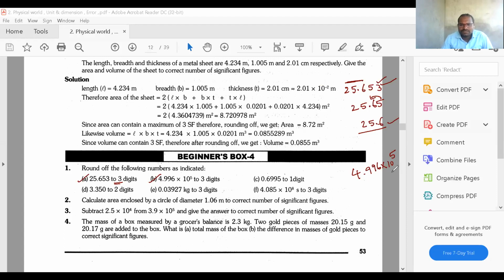Option B, see, you want only 3 digits. So here 10 to the power of 5, don't consider. This can be written as 4.996. Drop the 6, so it will become 1, add 1 to this. It will become 10, means it will become 5.00 into 10 to the power of 5. So 3 digits are there, like this. Okay. Next, let us go further.